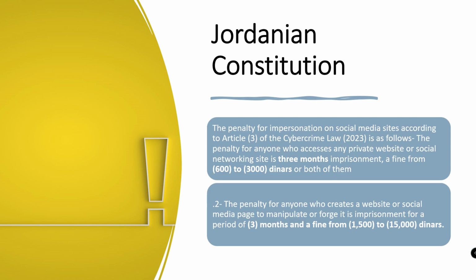Jordanian Constitution. Firstly, the penalty for impersonation on social media sites, according to Article 3 of the Cybercrime Law 2023, for anyone who accesses any private website or social networking site is 3 months imprisonment, a fine from 600 to 3,000 dinars, or both. Second, the penalty for anyone who creates a website or social media page to manipulate or forge it is imprisonment for a period of 3 months and a fine from 1,500 to 15,000 dinars.